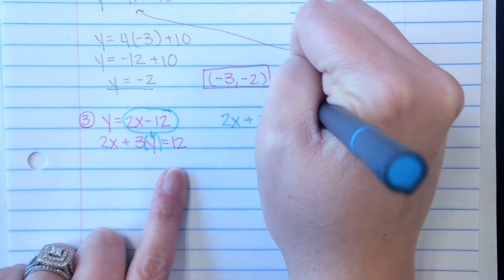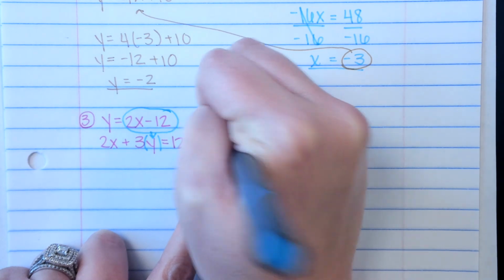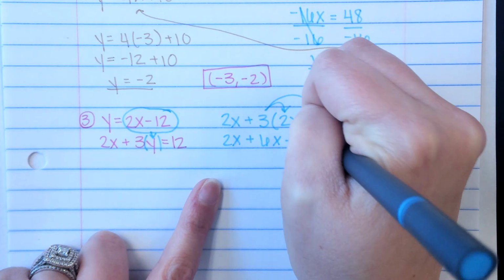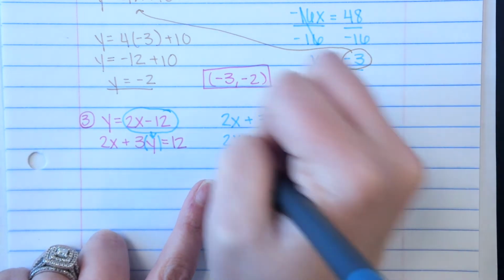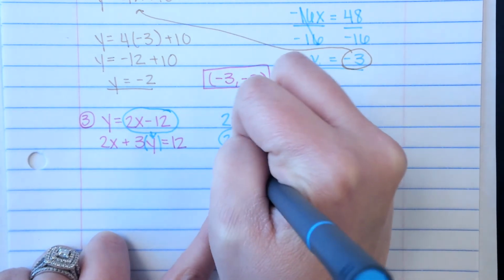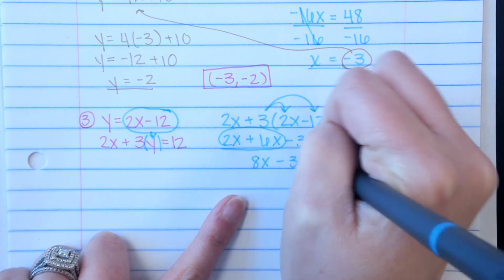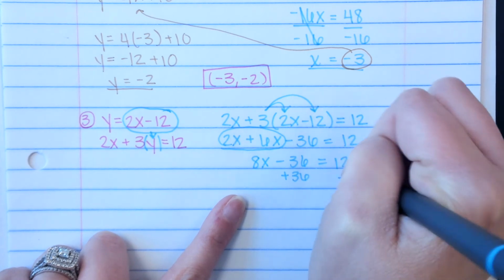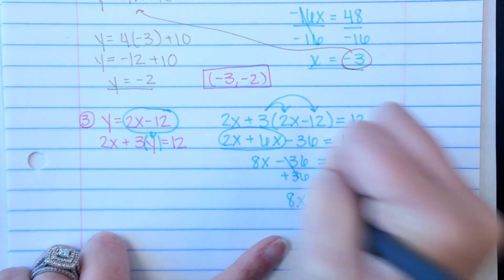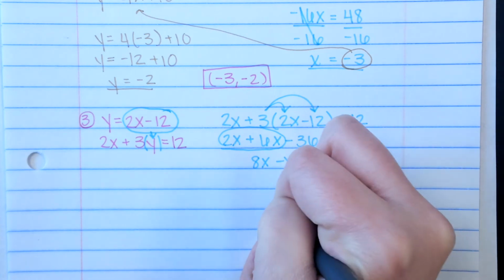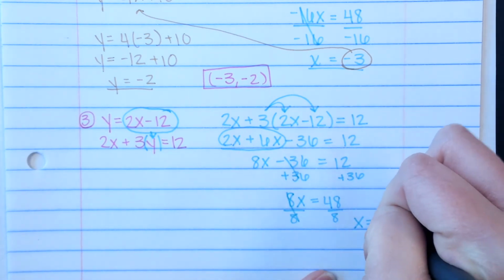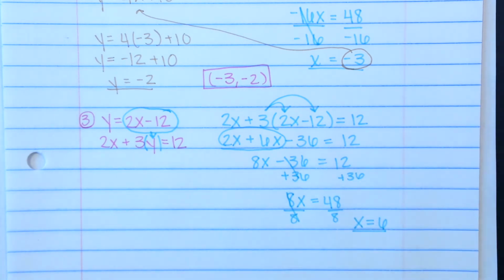So simplify by distributing. So I have 2x plus 6x minus 36 equals 12. Combine your like terms. And that's 8x minus 36 equals 12. We'll add 36 to both sides and get 8x equals 48. Divide by 8 and you get x equals 6. Okay, so I have my x value. Now I need to find my y value.